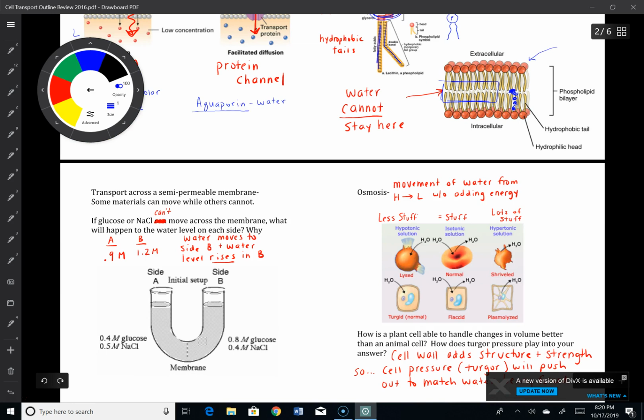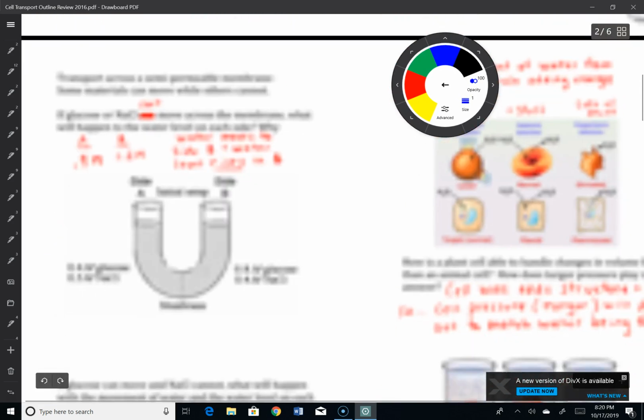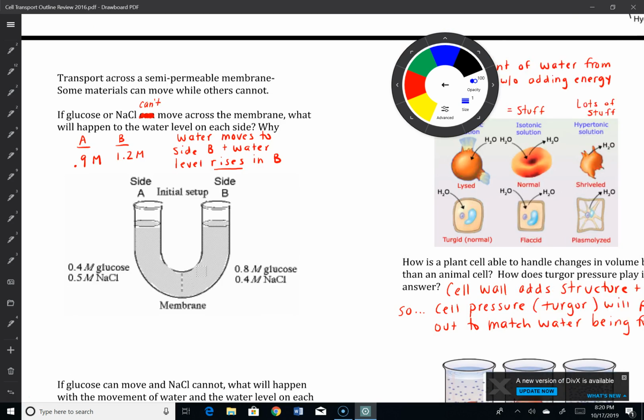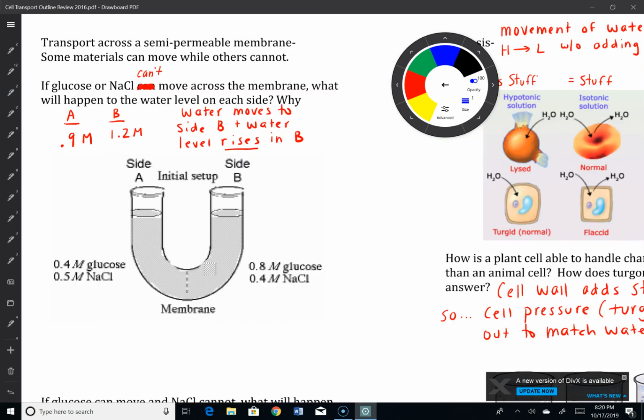Moving over here, we now see a U-tube. There may have been a typo on the original sheet, so make sure you change that to can't. In the first example, I have a setup, and it is important to always know the original or the initial setup. So in this case, my initial setup has 1.2 moles on the B side and 0.9 moles on the A side.